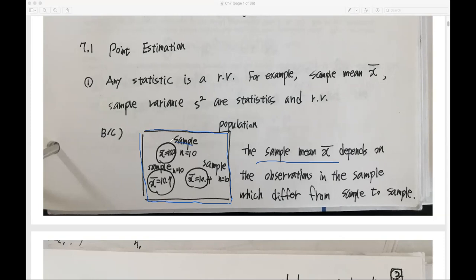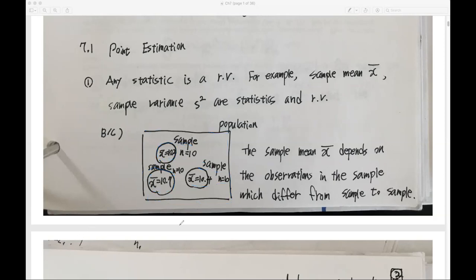For example, we collect this sample here, and then we calculate the sample mean. It turns out x bar is 10.2. With another sample, we calculate the sample mean, and it turns out x bar is 10.7. For another sample, x bar is 10.4. All three samples have the same number of data points, which is 10, but the sample mean is different. So the sample mean can be considered a random variable.